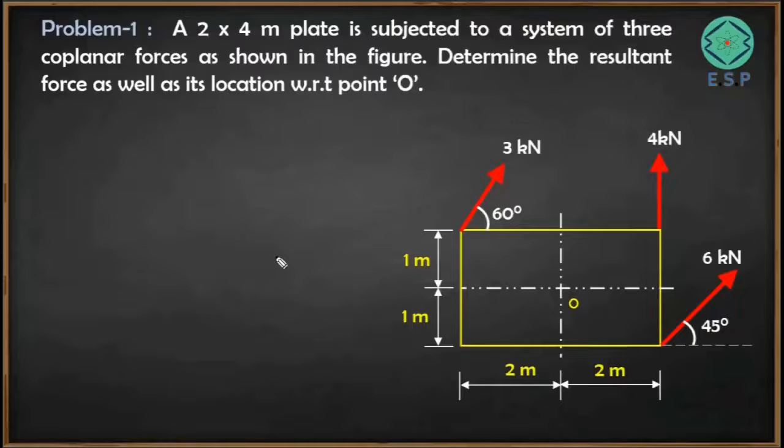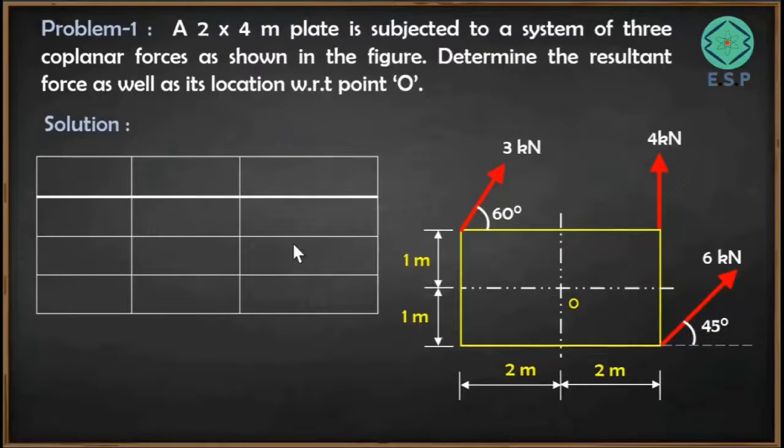So we know that when we have a system of coplanar non-concurrent forces, there will be a resultant force as well as a resultant moment. So what we will do, we'll first find out the resultant force of this system of forces, and then we will find out the resultant moment of these forces about point O. And from these two pieces of information, we can find out the distance of the resultant force with respect to point O. So let's first calculate the resultant force.